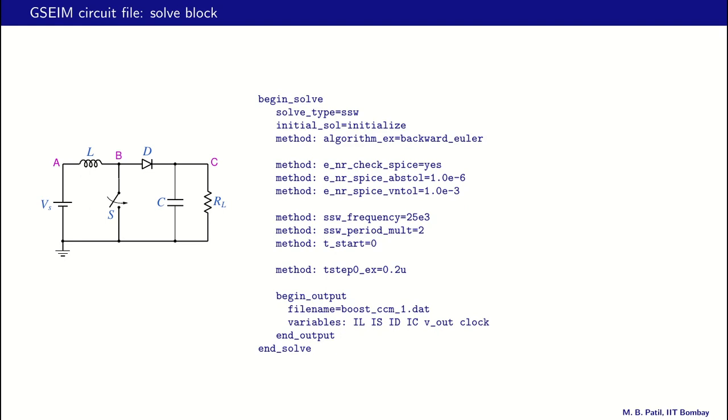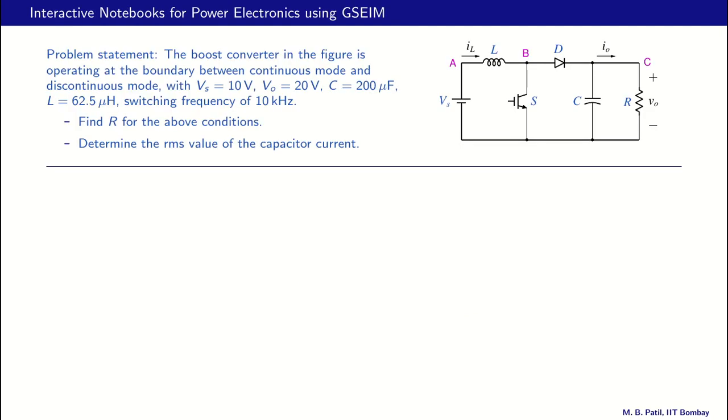Now when the circuit file gets executed by the C++ solver, this output file will be created, and it will have all of these variables stored inside. The first column is always the time. The second column would be then IL, the inductor current. The third column would be IS, the switch current, and so on.